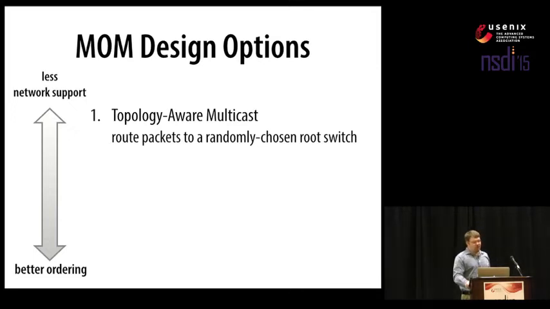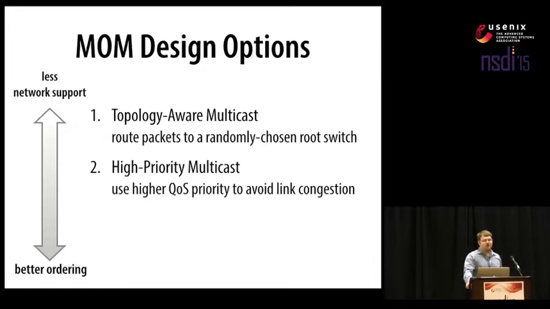Another cause for ordering violations is that some links might be congested, and this can cause packets to be delayed. So our second option avoids this by assigning MOM packets strictly higher priority using existing quality of service mechanisms. And this has some obvious trade-offs, but they're not serious for this environment and this application, because we imagine that this traffic is primarily being used for low-volume coordination traffic rather than bulk data transfer.